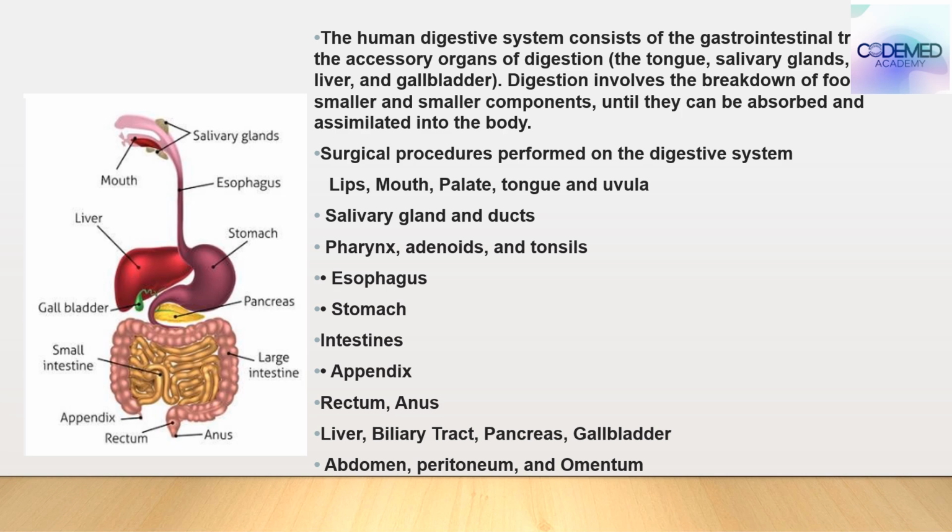So when we are going to see the CPT, we are going to see the surgical procedures performed on the digestive system like the lips, mouth, palate, tongue, uvula, and then we have the salivary gland and its ducts, pharynx, adenoid and tonsils, esophagus, stomach, intestine, appendix, rectum, anus, and then the liver, biliary tract, pancreas, gallbladder, abdomen, peritoneum, and omentum. So it is one of the largest and the longest systems.